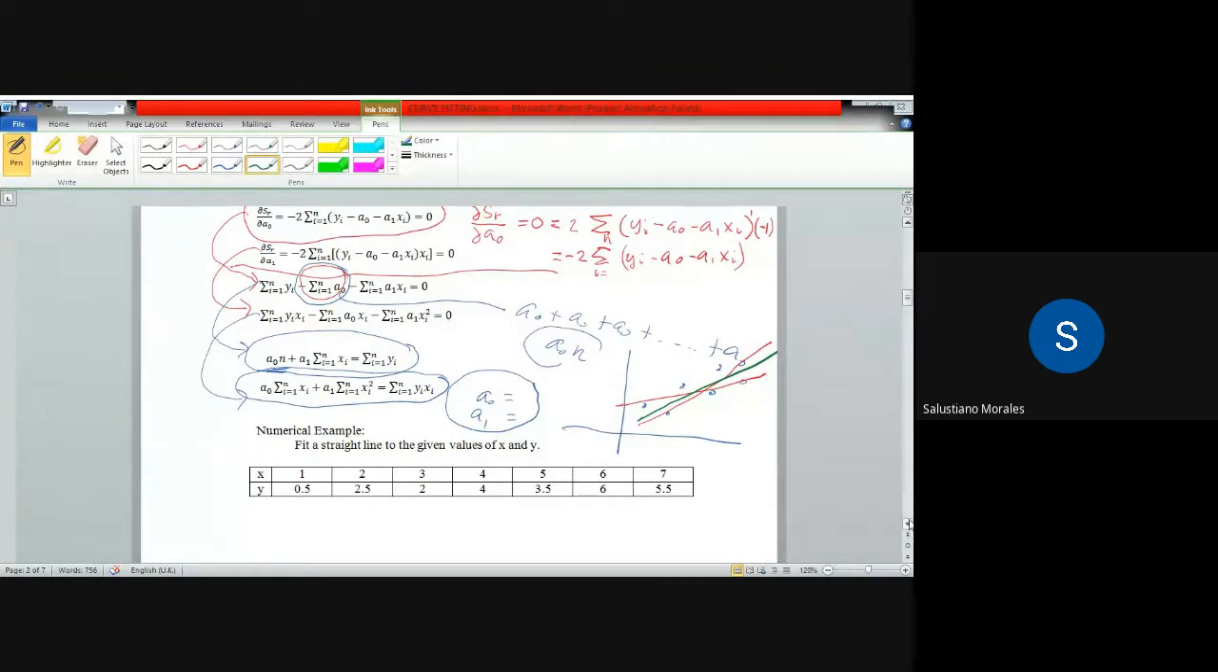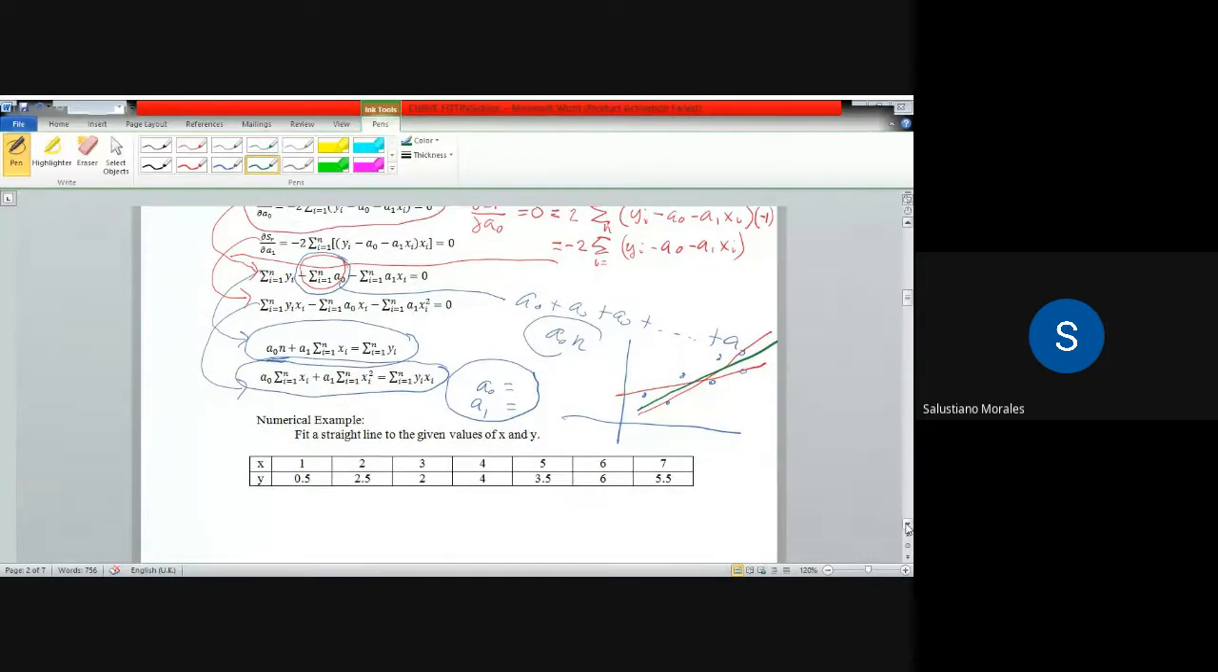So let's consider now an example to illustrate this discussion. We're going to remember only the last two equations. So A0 n plus A1 times summation of xi should be equal to the summation of y sub i for the first equation, and then the second equation.